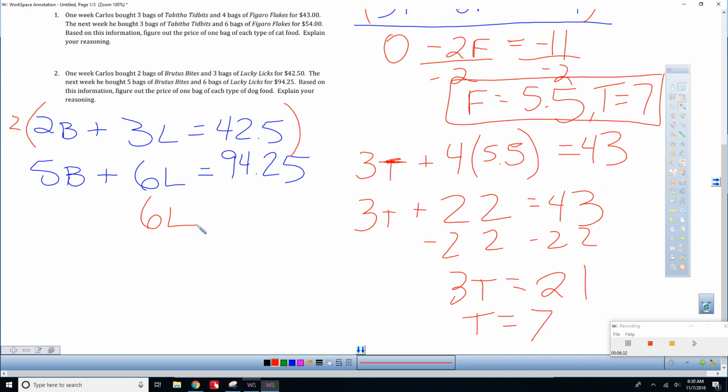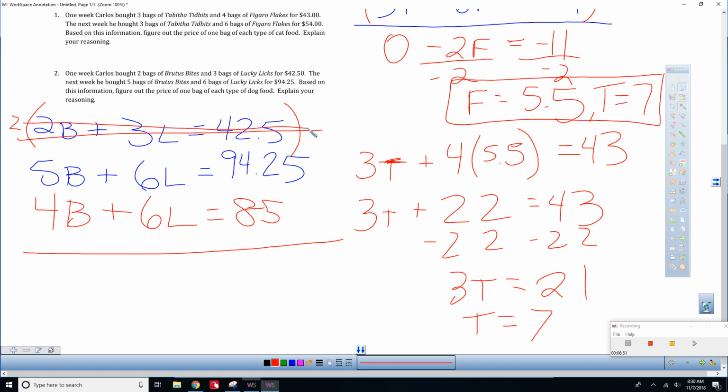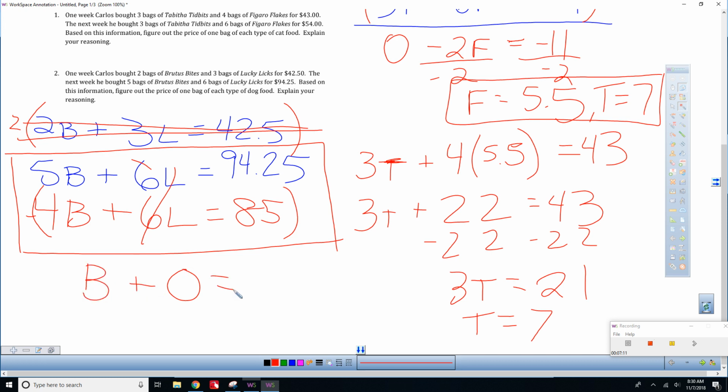Okay? So, 2 times 2b is 4b. And what's 2 times 42.5? 85? Now, forget about this one and just look at these two. I'm going to subtract this whole thing. Why am I going to subtract the whole thing? What's 6L minus 6L? It's 0. What's 5B minus 4B? And I need your help on that. 94.25 minus 85.